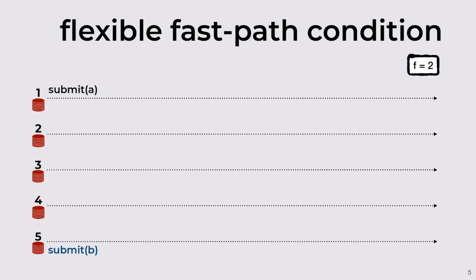In this example, we have 5 replicas, the number of allowed failures f is 2, and we have 2 conflicting commands a and b that are submitted concurrently. Since the quorum size in Atlas is a minority plus f, when process 1 submits command a, it contacts 4 processes including itself. Similarly, when submitting command b, process 5 does the same.